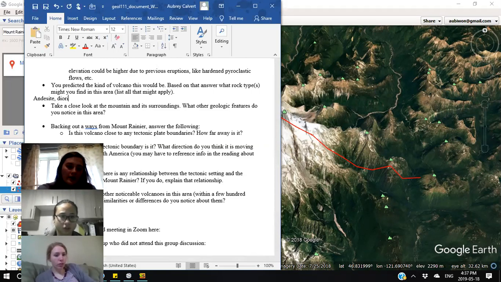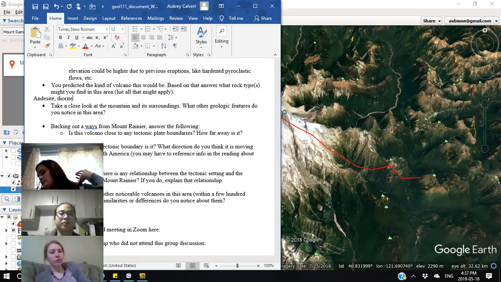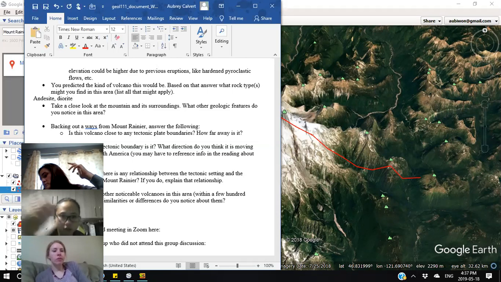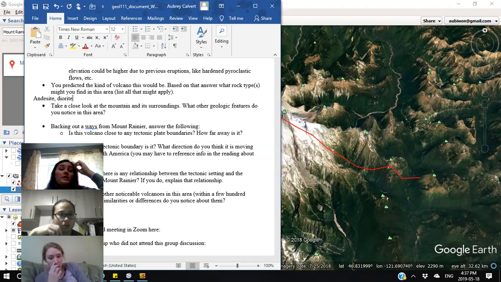Do you think that granite would be there though? There's a felsic possibility, but I think it's more like higher than that. Okay, so more like andesite, diorite. Yeah. I think it's going to be darker colored rocks. Yeah, for sure. Do you think there'd be hornblende as well?